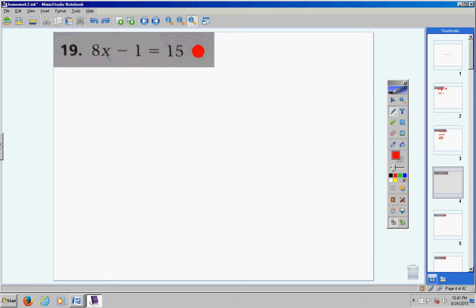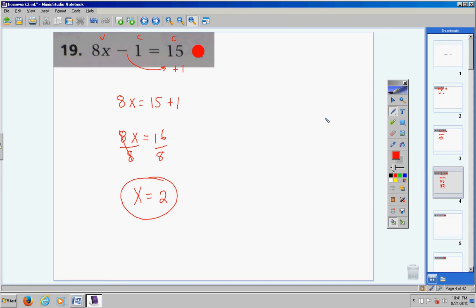So we're going to get the x terms on one side and the constant terms on the other. Here's my variable term. Here's a constant term. Bring this -1 over and make it a +1. So I'm left with 8x equals 15 + 1. Simplify this side over here. 8x equals 16. Divide both sides by 8 because 8 is your coefficient. And x equals 2. 16 divided by 8 is 2.